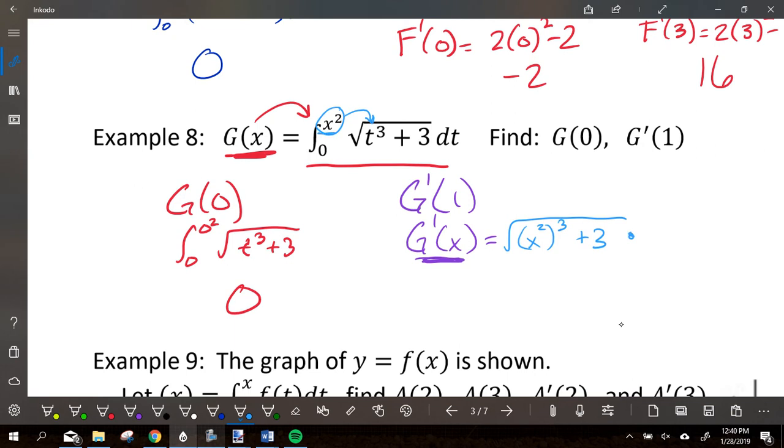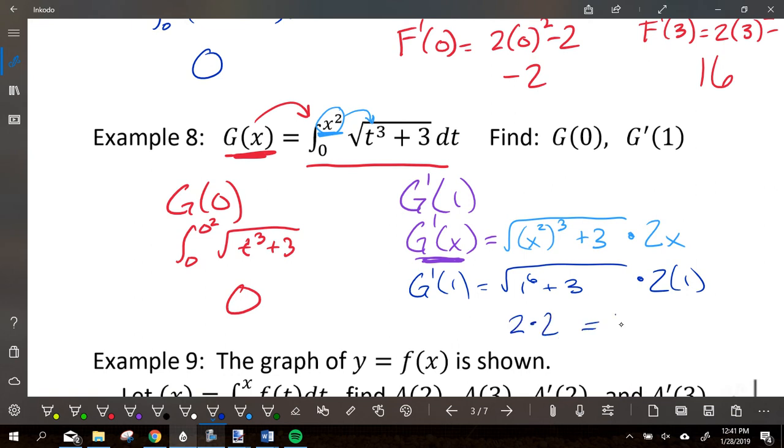Multiply by the derivative of what I plugged in. Since I plugged in x squared, I'm multiplying it by 2x. So when I want to find capital G prime at 1, it is the square root of 1 to the 6th plus 3 times 2. 1 plus 3 is 4. Square root of 4 is 2, times 2. My answer to this question is 4.